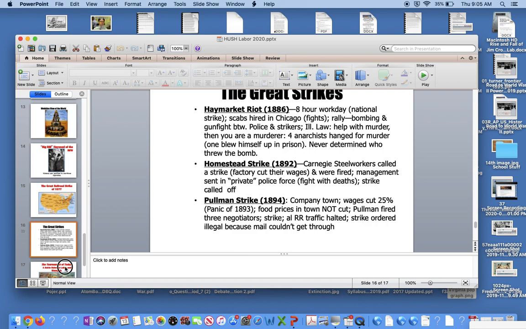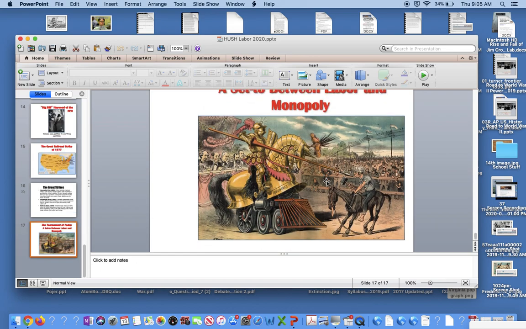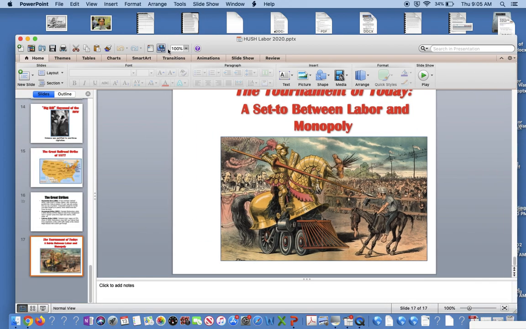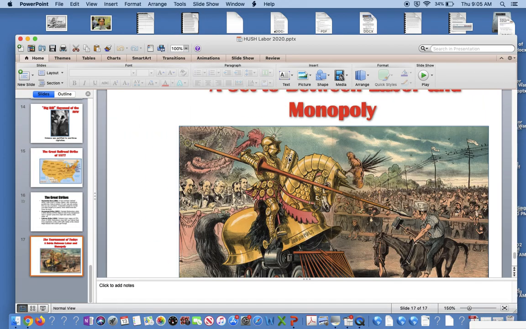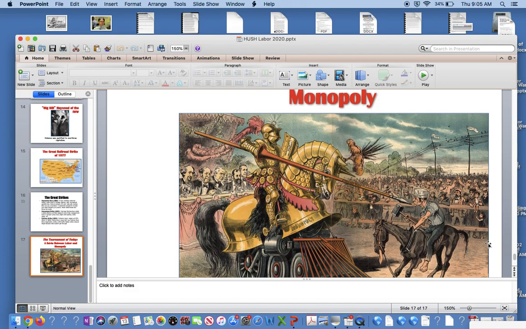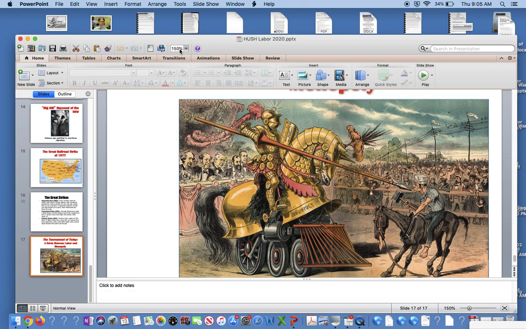All right, last but not least, my favorite cartoon of all time. Not that I actually think this is on the test, but I love it anyway. It's just so great. I'm going to zoom in a little bit because it's the best. All right, so this is not subtle or nuanced. Make it even bigger.